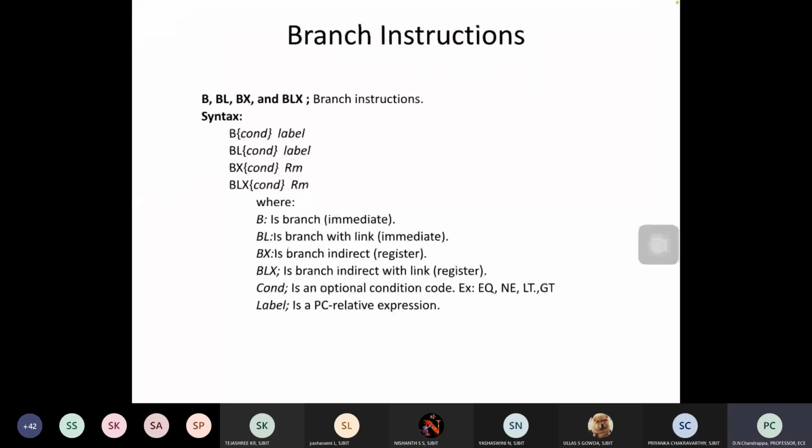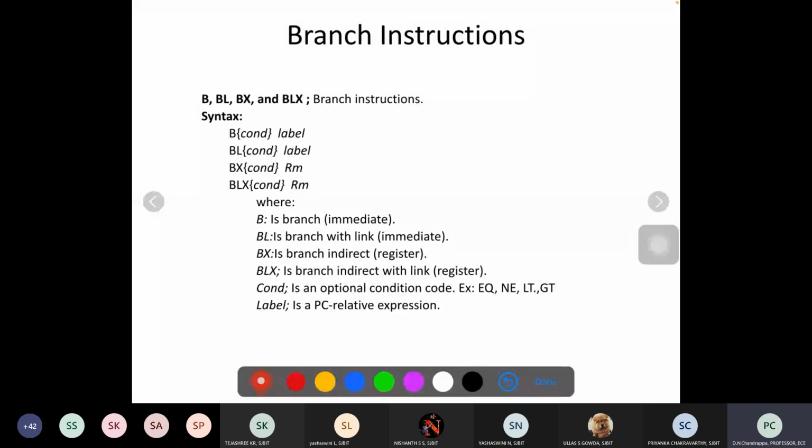Last class, I briefed you about the branch instructions. We have these different types of branch instruction. B is a branch immediate, BL is branch with link, BX is a branch indirect register, and BLX is a branch indirect with link register. And these three things are very important for all of you, even in the future.